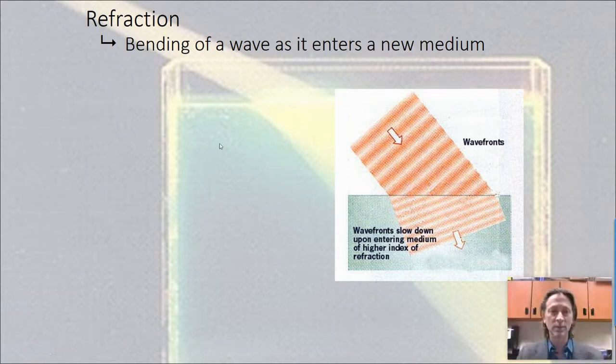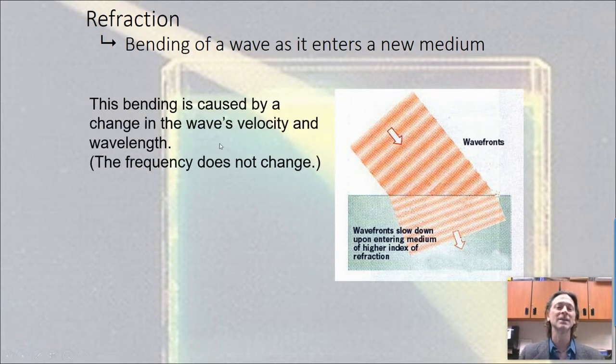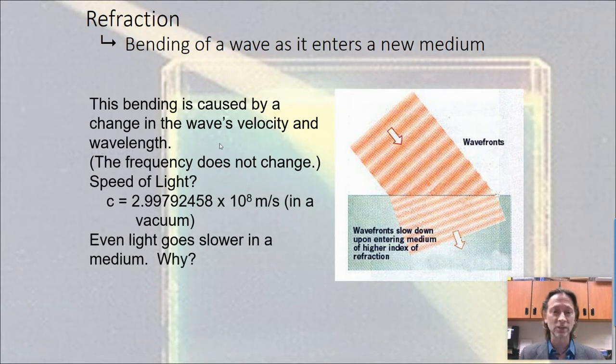So the question then becomes, why does that happen? This bending is caused by the change in the wave's velocity and wavelength. As it goes into the new medium, the frequency doesn't change, only the velocity and the wavelength change. So remember that the speed of light is 2.99 times 10 to the 8th. We'll often round that to 3 times 10 to the 8th. But even light will go slower whenever it enters a newer, denser medium. So this is the speed of light in a vacuum. It's not the speed of light through air or water or the atmosphere or glass or anything that the light can shine through.